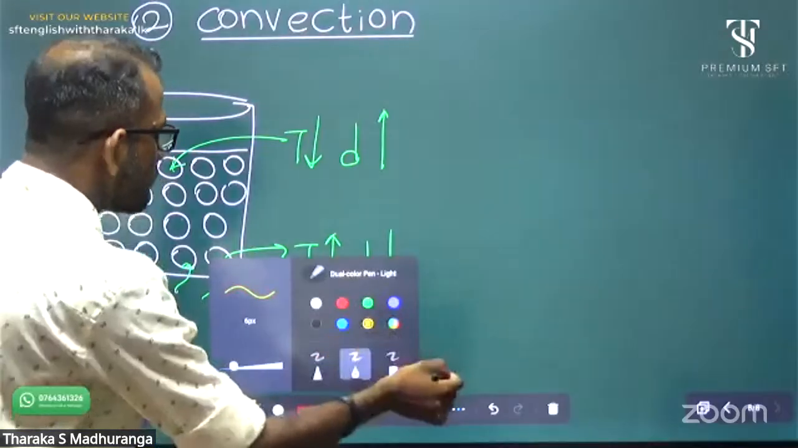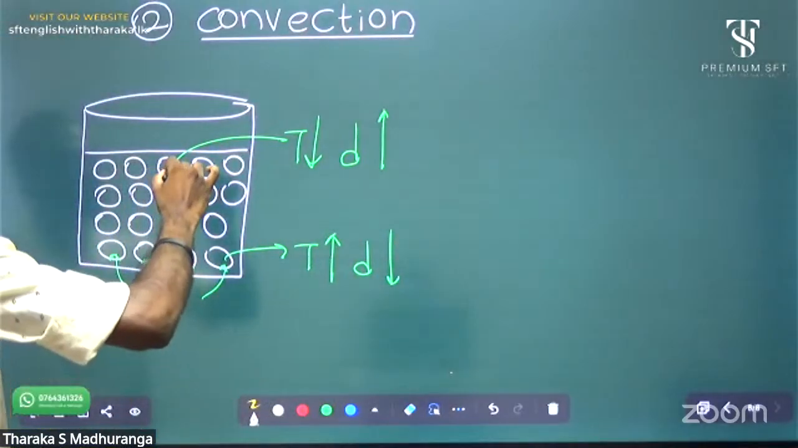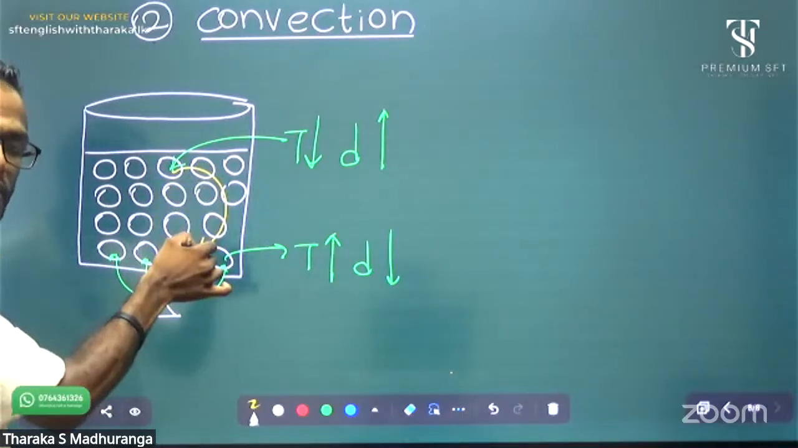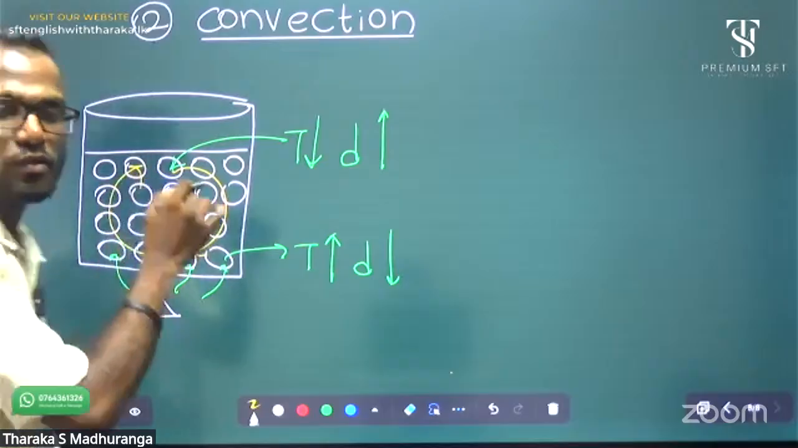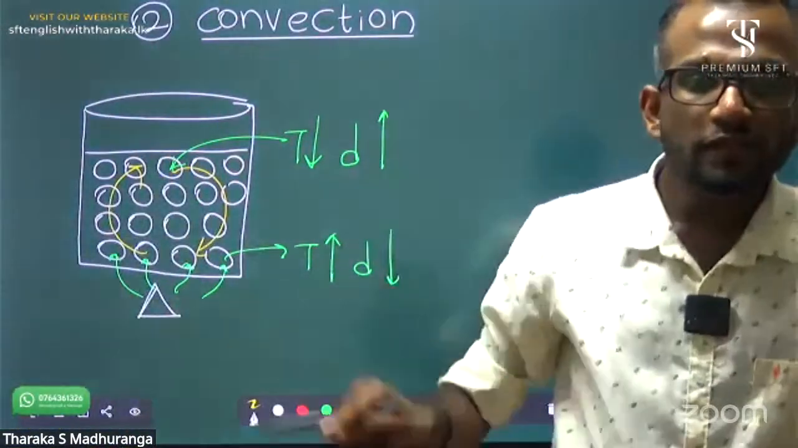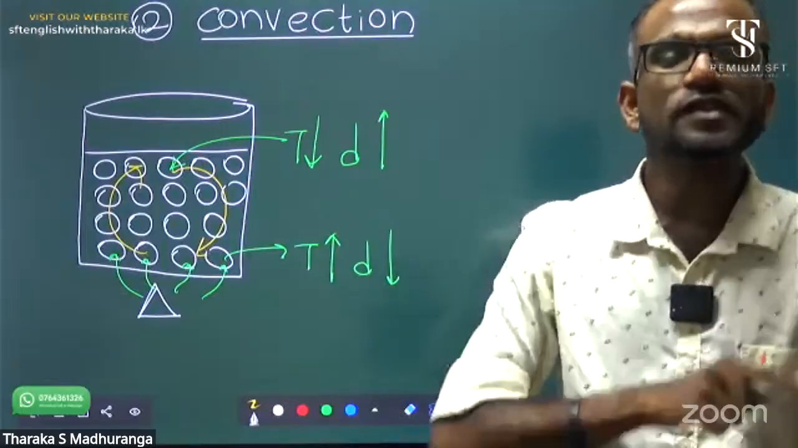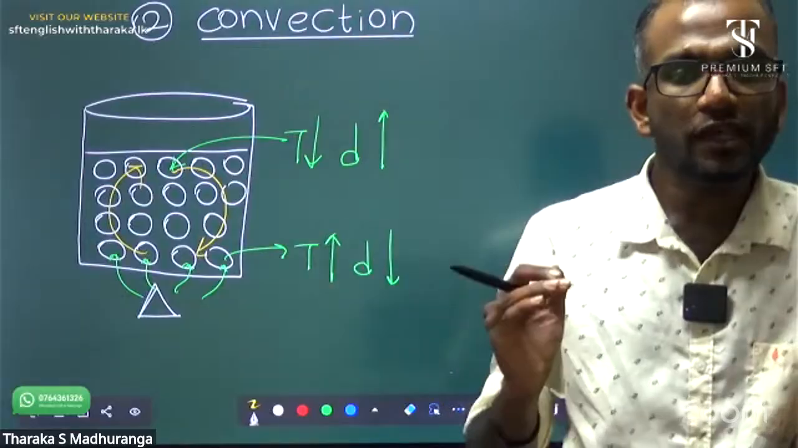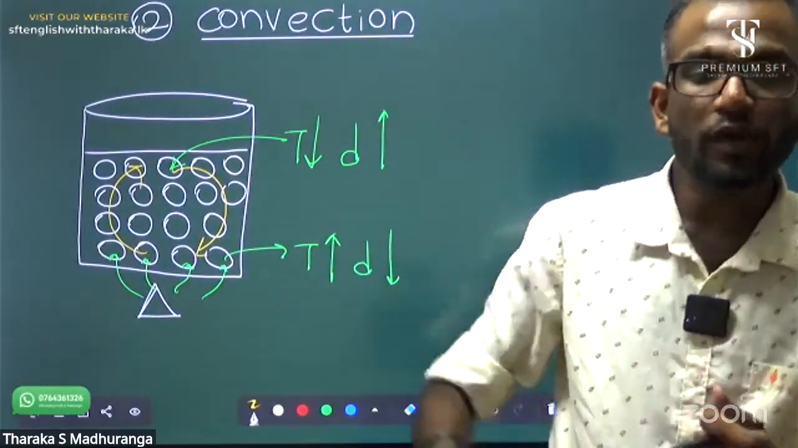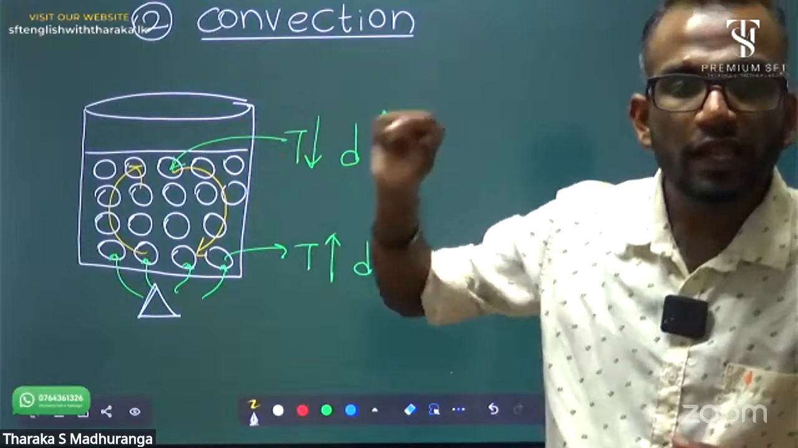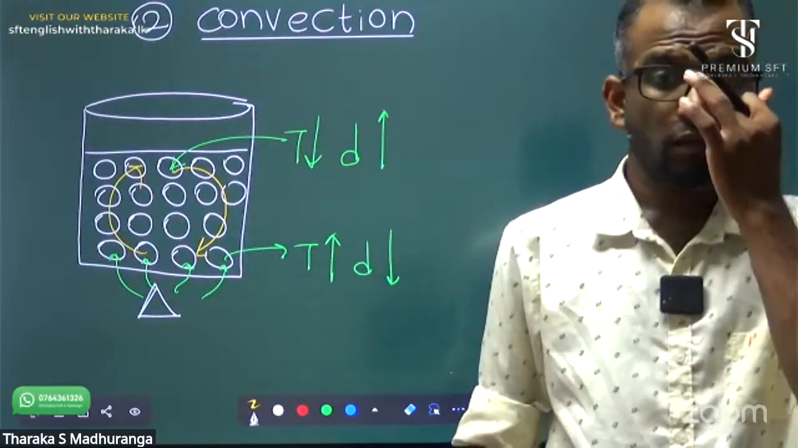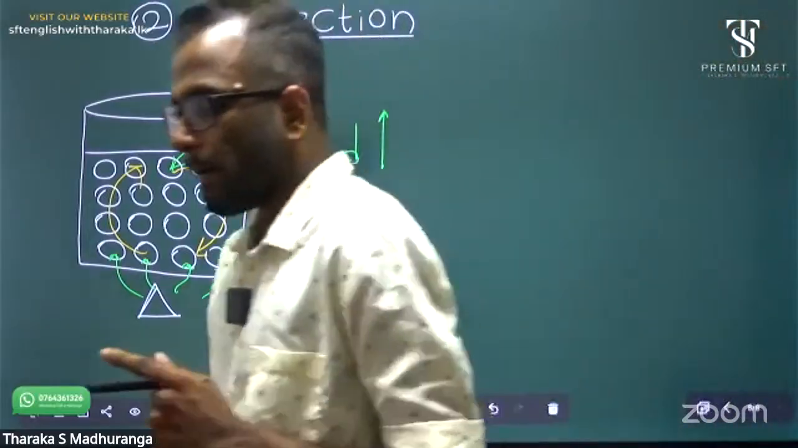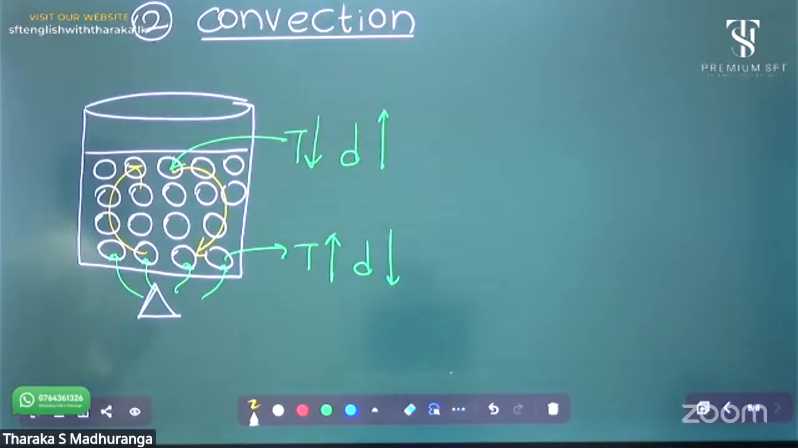Therefore, what happens? These high density molecules go down and low density molecules go up. This is a circulation process. When it continues, the entire water bath is heated. Okay, that's convection for liquids. Understood? Do I need to explain again?